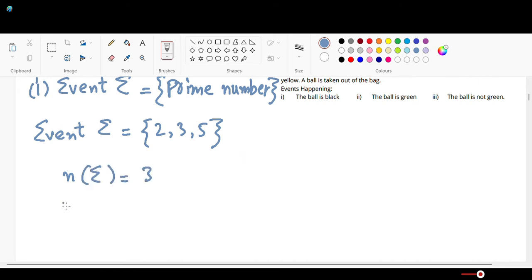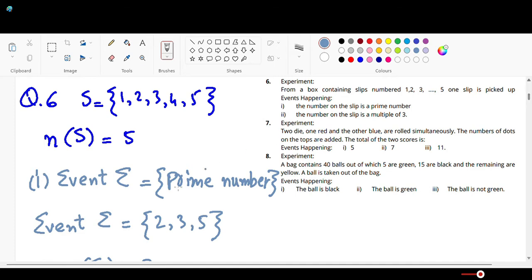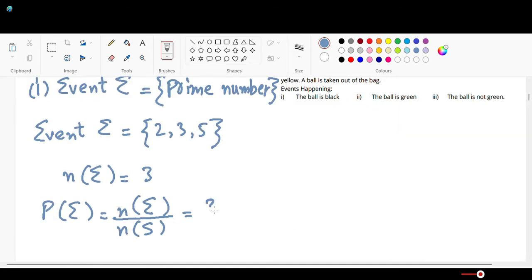So the probability of event E taking place will be the number of elements in event E as a ratio of the number of elements in the sample space. The number of elements in the sample space is 5, so we have 3 over 5. Makes sense. So we have a high chance of getting a prime number.